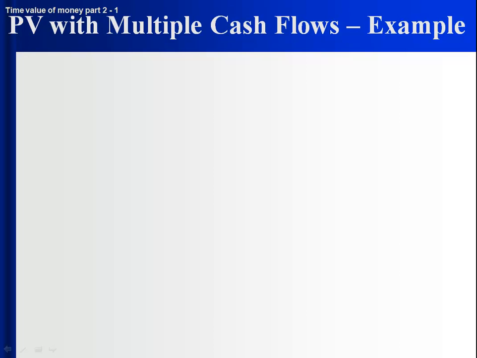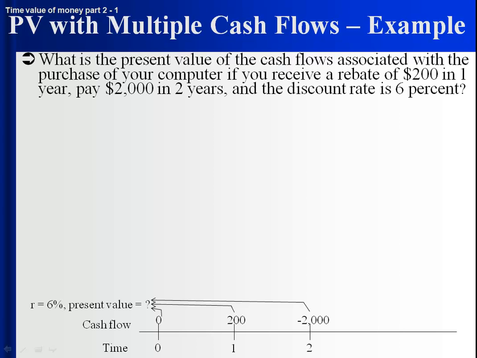Let's look at some more examples, present value with multiple cash flows. What is the present value of the cash flows associated with the purchase of a computer? You receive a rebate in 1 year, meaning in 1 year you're going to get $200, a cash flow of plus 200. You're going to pay 2,000 in 2 years, so that's negative 2,000. 2,000 is coming out of your pocket, and the discount rate is 6%.